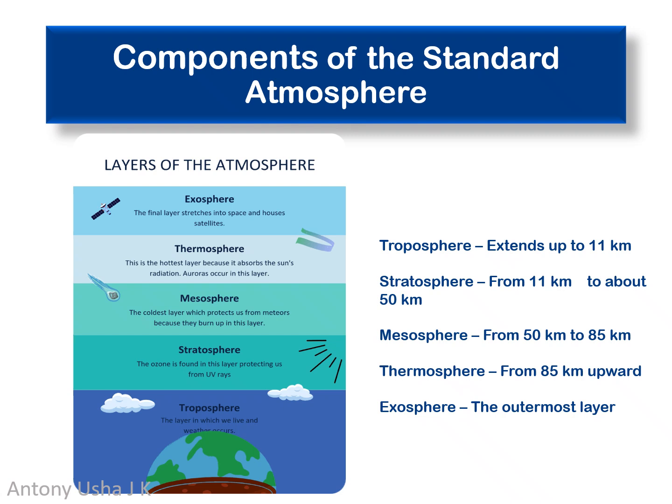Troposphere: extends up to 11 km, and temperature decreases with altitude. Stratosphere: from 11 km to about 50 km, temperature increases with altitude due to ozone absorption of UV radiation. Mesosphere: from 50 km to 85 km, the temperature decreases with altitude. Thermosphere: from 85 km upward, temperature increases significantly with altitude. Exosphere: the outermost layer, merges into space. The final layer stretches into space and houses the satellites. These are the layers of the atmosphere.